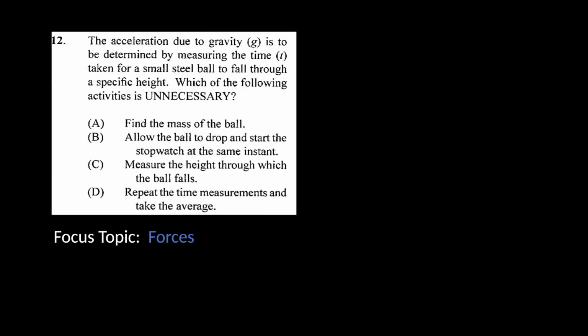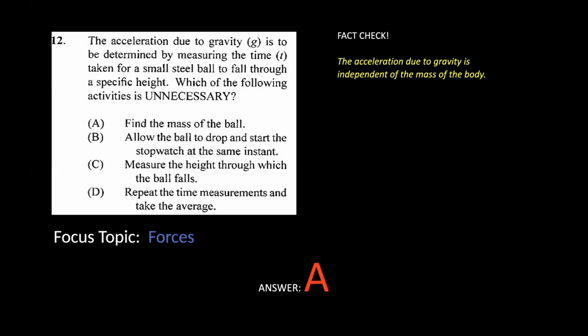For number 12, we want to find the acceleration due to gravity, and we are using the time taken for a small steel ball to fall through a specific height. Now, which of the following activities is necessary? As stated earlier, the acceleration due to gravity is independent of the mass of the body, so therefore we would not need to find the mass of the ball. So the answer is A.